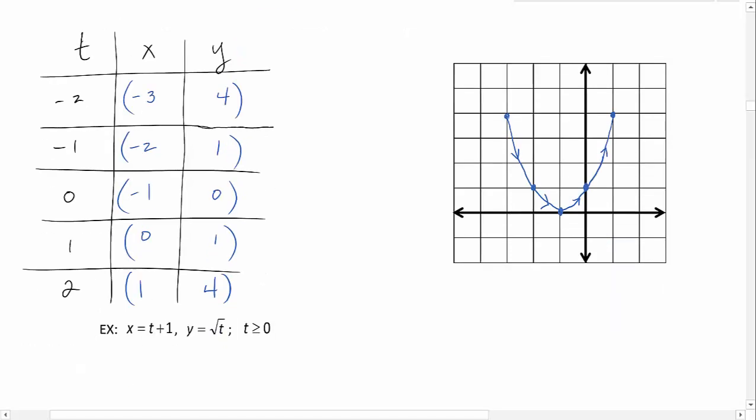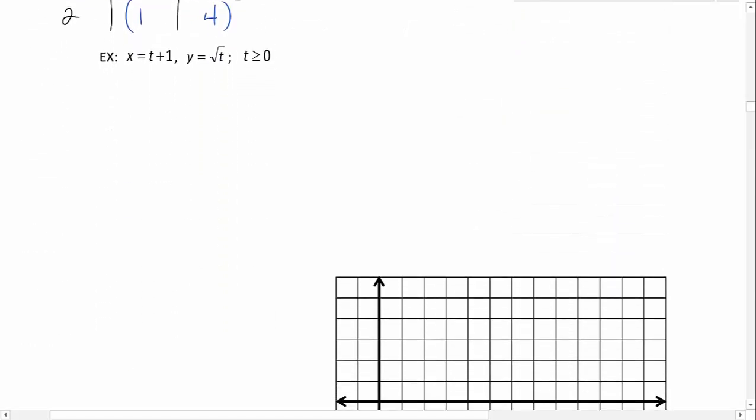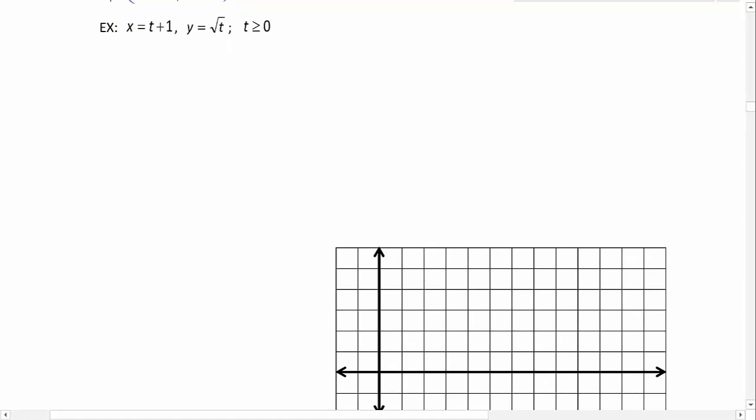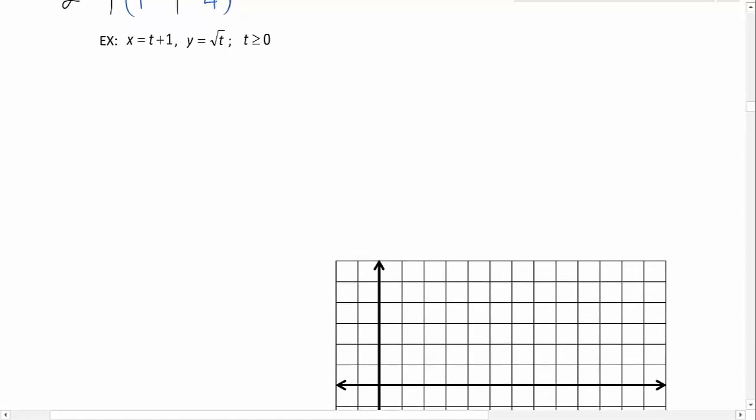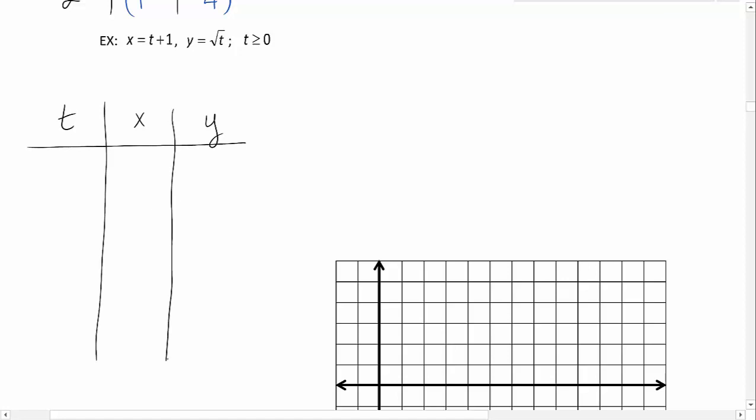Let's try another one. This time we have the parametric equation x equals t plus 1, while y equals the square root of t, and t is greater than or equal to 0. We're going to make our t, x, y chart again. We are told that t is greater than or equal to 0. So they're giving us an abrupt starting point, but not an abrupt stopping point. So I definitely want to use that starting point for t. So plugging in for 0.